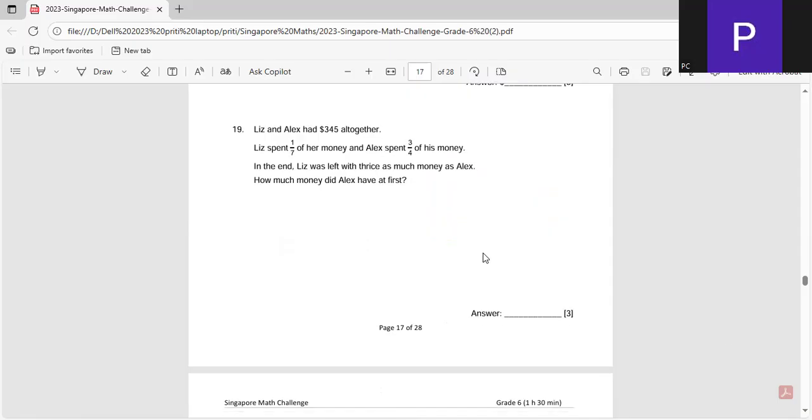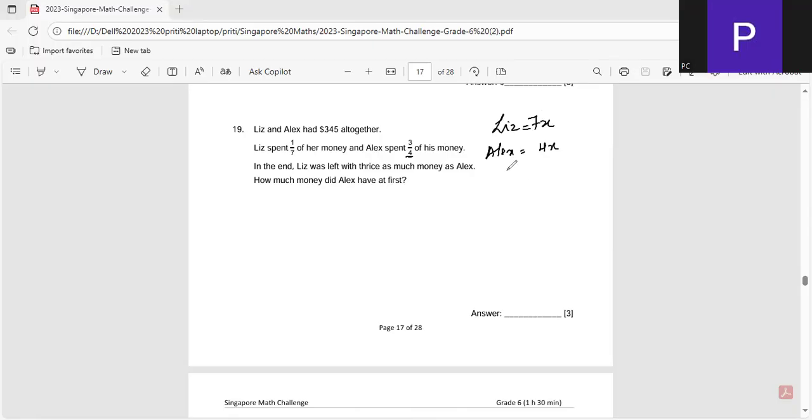Question number 19. Liz and Alex had $345 together. Liz spent 1/7 of her money and Alex spent 3/4 of his money. In the end, Liz was left with thrice as much money as Alex. How much money did Alex have at first? Now, since it's 1/7, let's assume Liz had 7x money, and Alex had 4y because the denominator is 4.